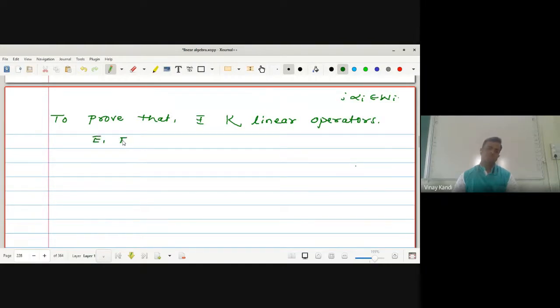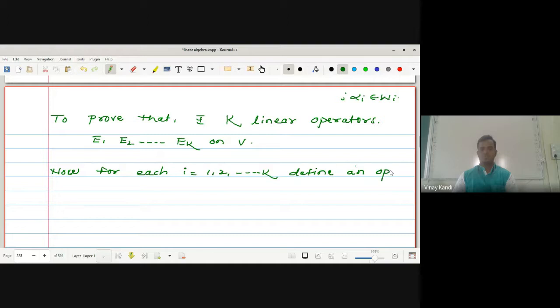E1, E2 up to so on Ek on capital V. Okay, so now for each i equal to 1, 2, up to so on k, define an operator Ei on capital V such that Ei of alpha is equal to alpha i.